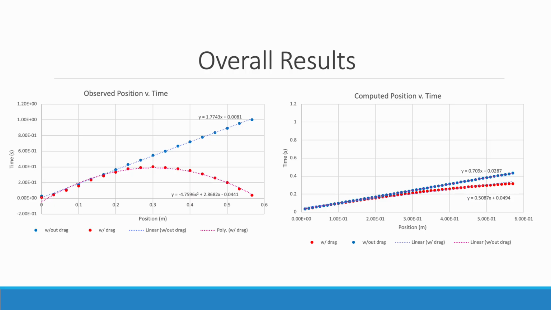So the overall results showed two very different models in terms of displacement. As mentioned before, the observed model had perfect linear displacement without drag, but then with drag it made almost basically a perfect parabola. But then in the computational system, it should have done the same thing, but it didn't. Both of them were still very linear, so it didn't really graph out the results properly.